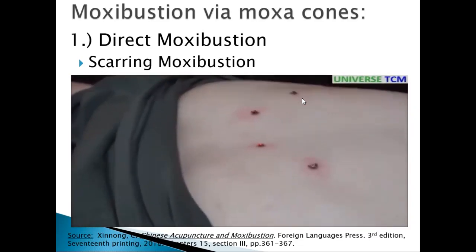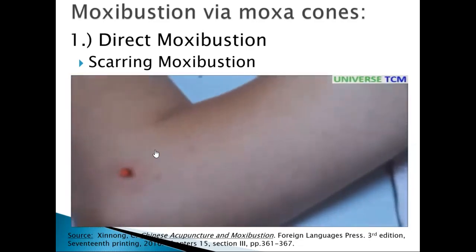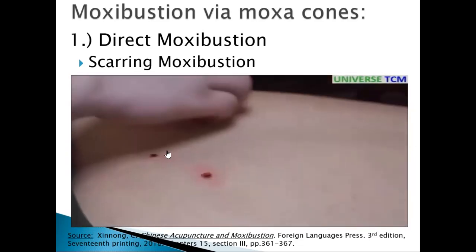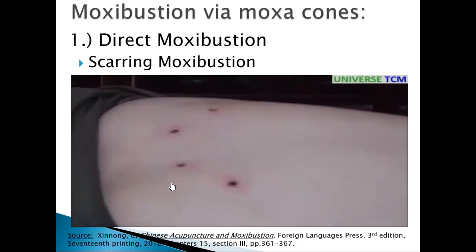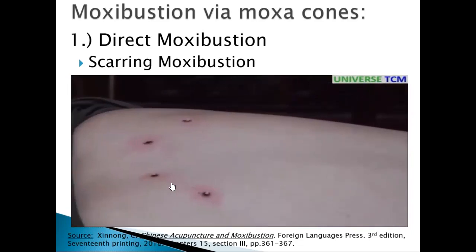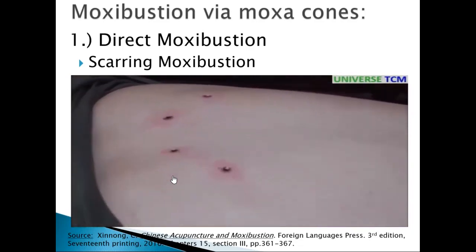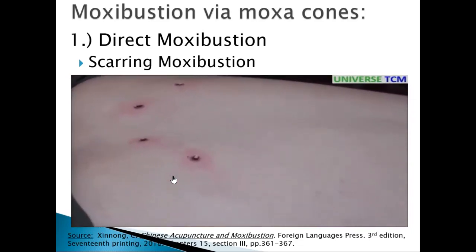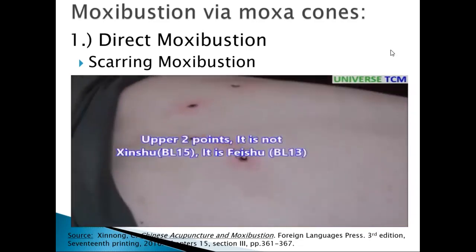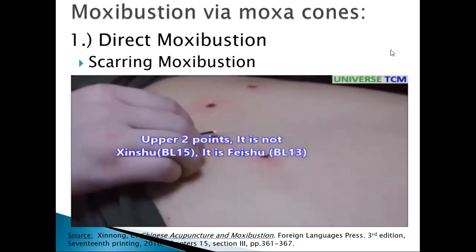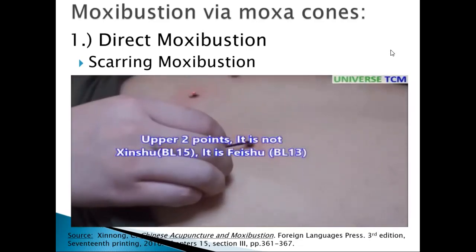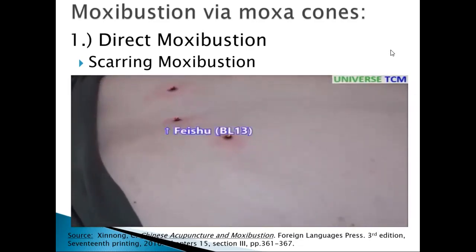It's expected to have normal redness at the areas where you do your scarring moxibustion. You will tell the patient that it would burn and it would sting and it would hurt because you're doing a scarring moxibustion. Okay. So moving on, let's see.